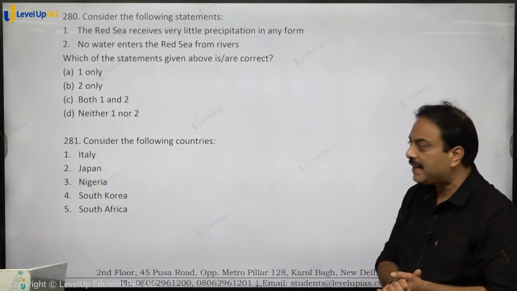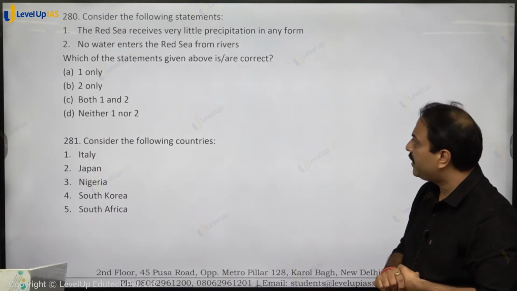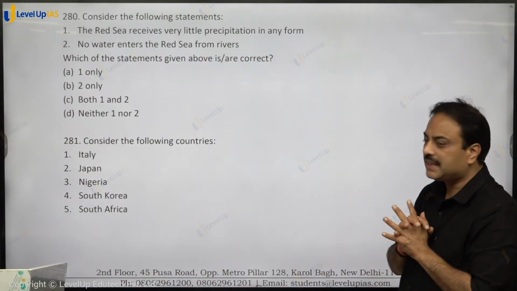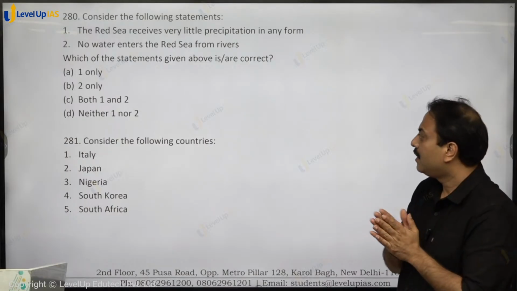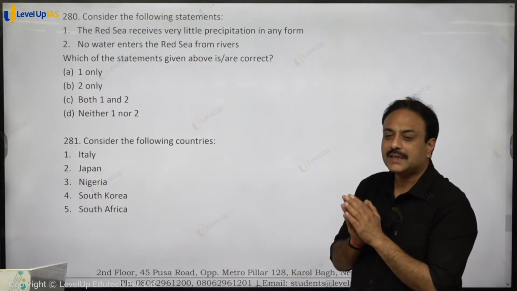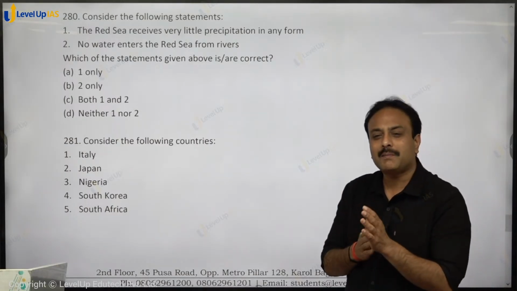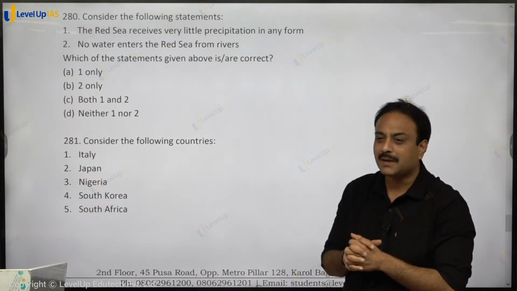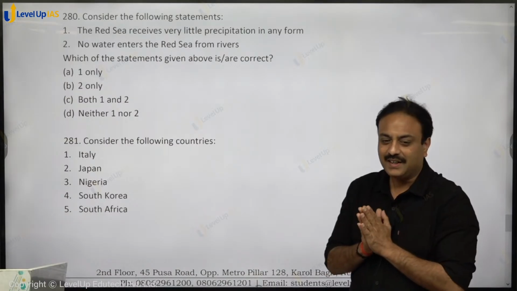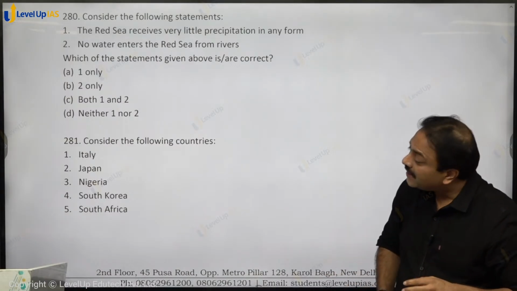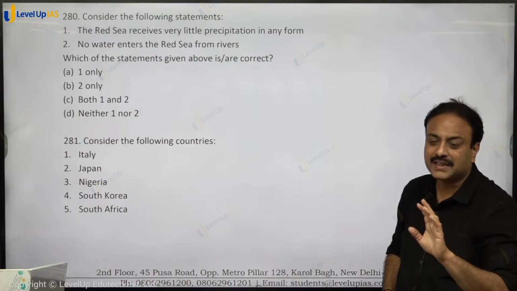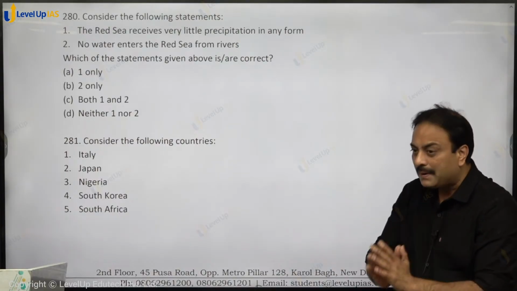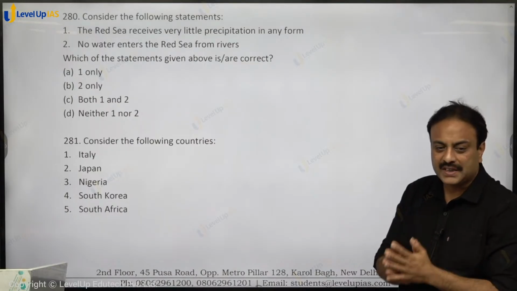Consider the following statements. The Red Sea receives very little precipitation in any form. No water enters the Red Sea from rivers. Now, UPSC has not yet given the answer, so assume what you have in mind. Let the prelims happen, let the result come, only then will we know. Considered is C, which is considered by maximum of the people or persons who are related to UPSC preparation.